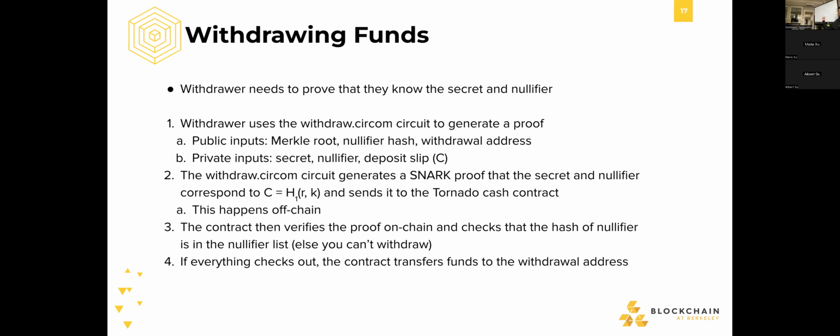The public inputs are the Merkle root, which is the root of whichever tree the transaction belongs in; the nullifier hash, which, again, is public information; and the withdrawal address, so what address you want the funds to go to. And you also have private inputs. The private inputs are the secret and nullifier, so R and K, as well as the deposit slip C.